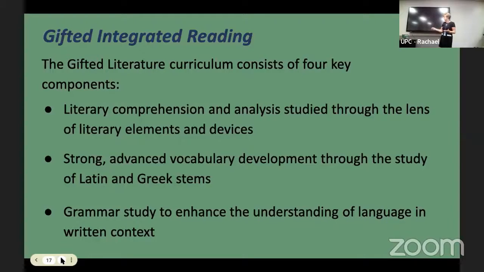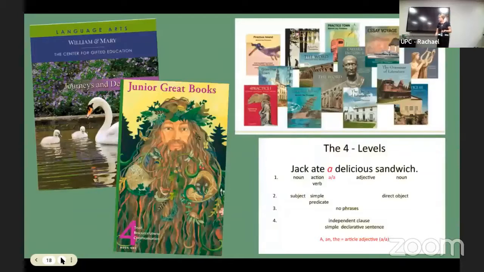Next slide. So these are some of the resources that we use. We specifically use the College of William and Mary materials because they were designed for gifted kids. We use junior grade books because they were designed for gifted kids. We use Michael Clay Thompson's materials because they were designed for gifted kids.